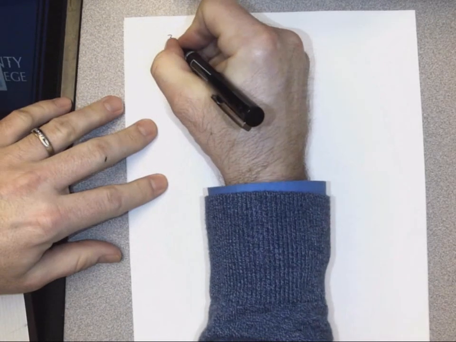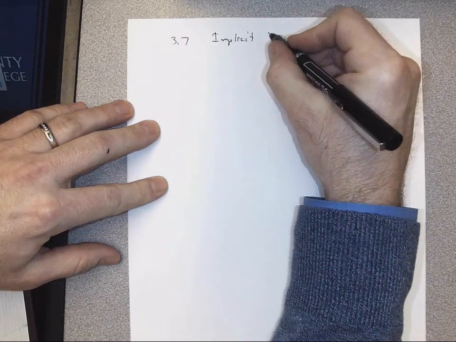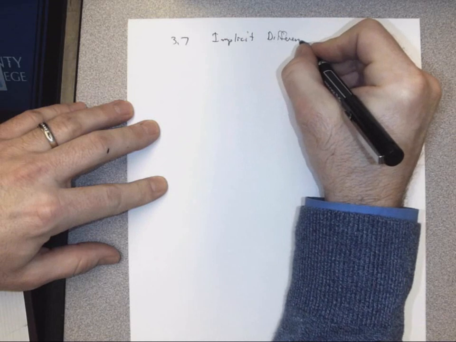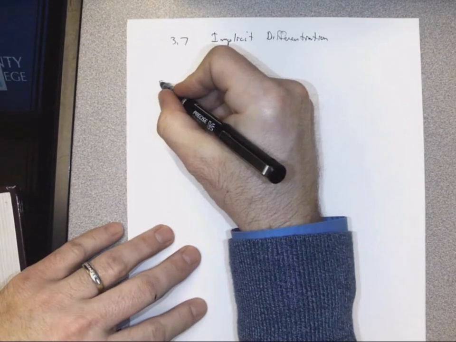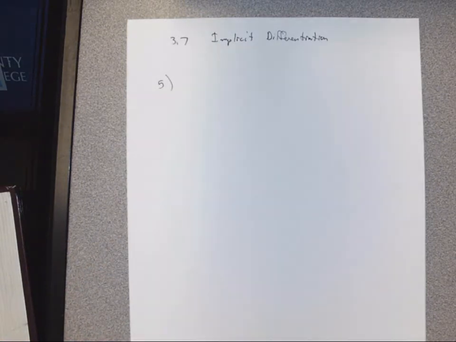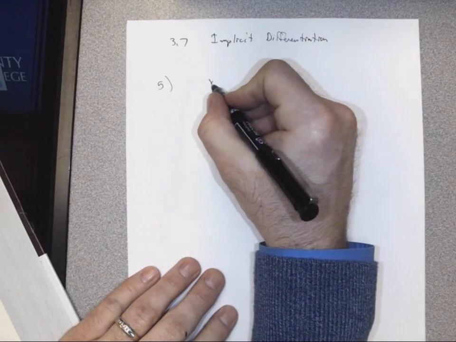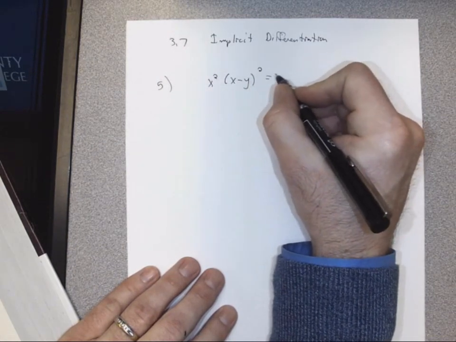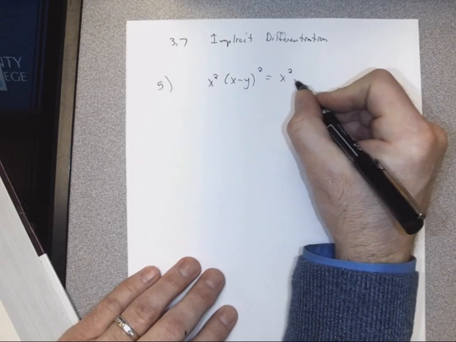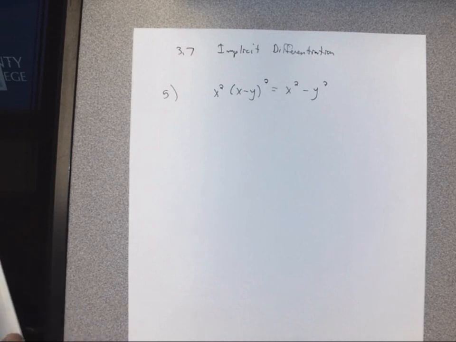All right, so 3.7 is implicit differentiation. A couple questions we have are number 5, and most of these are just take its derivative, and we're going to see where these are going to do for us a little bit later. We need this in order to do some word problems in not the next section, but the section after this. It's really kind of interesting on problems.